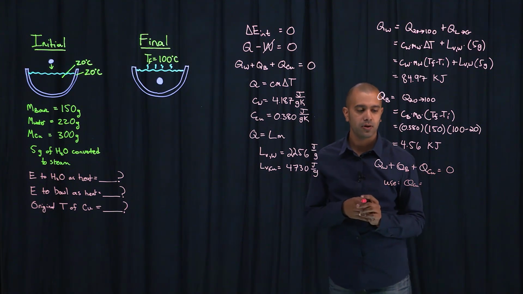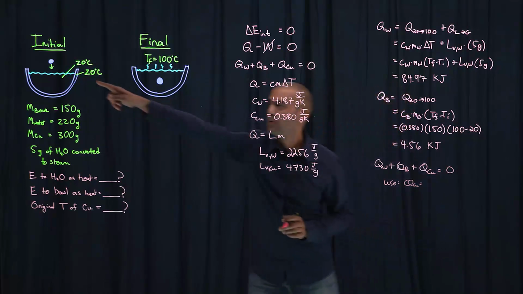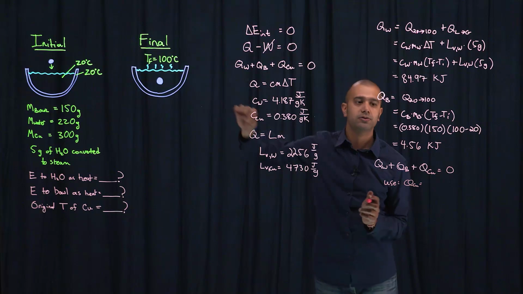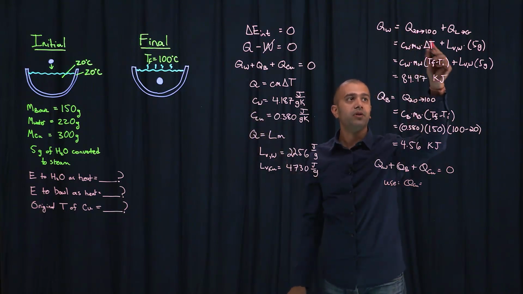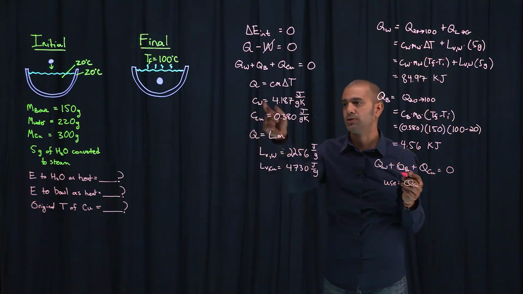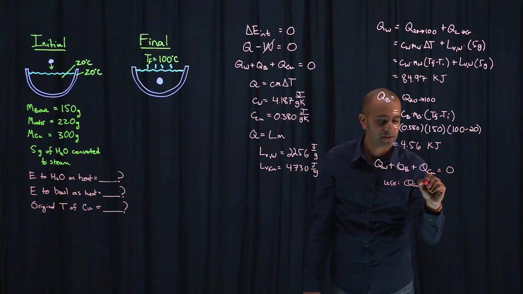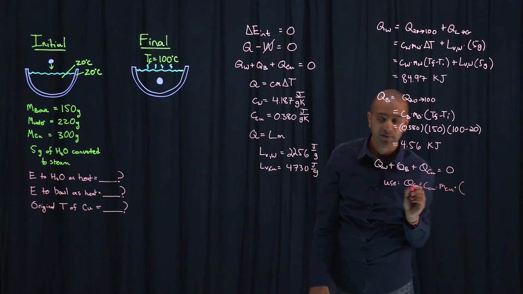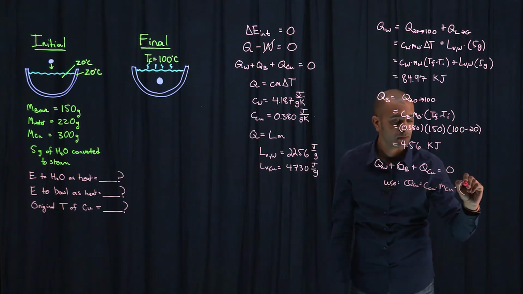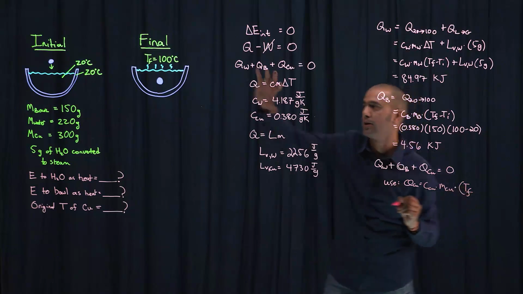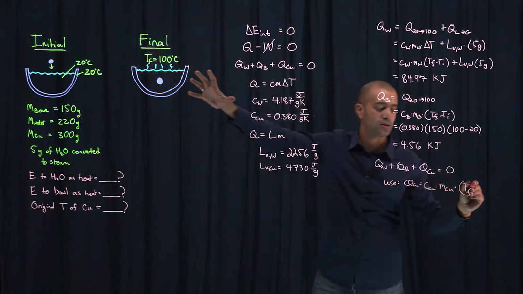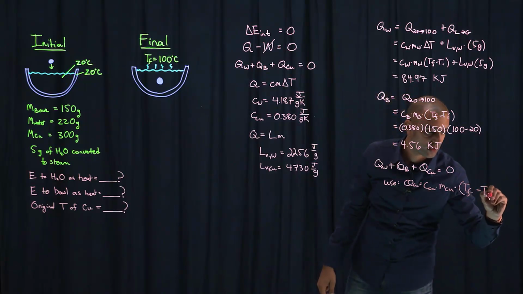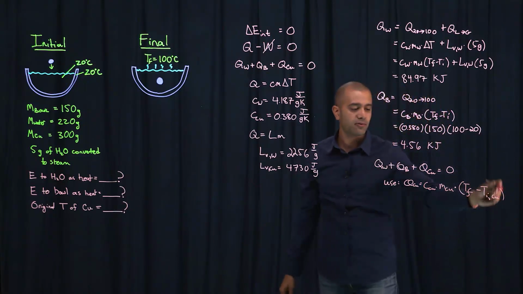again, this copper cylinder is not changing phase. It starts out as a solid and then remains a solid. So all we have to worry about is its heat given by its temperature change, which is just given by a formula very similar to the previous one. However, its initial temperature we don't know. Its final temperature, the entire thing here, is at 100 degrees. But it did not start out at 20. That's what we're looking for. So I'm just going to call that T_i,Cu.